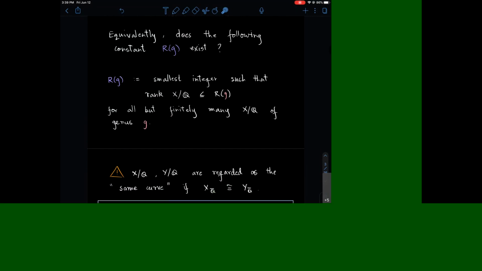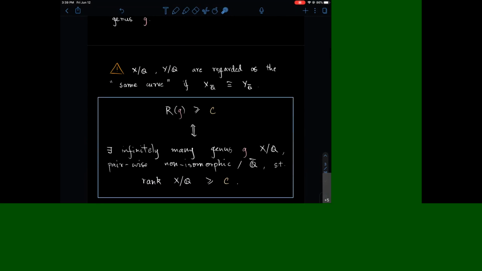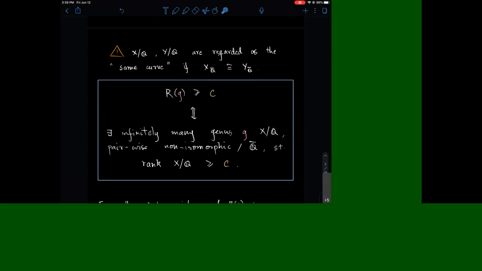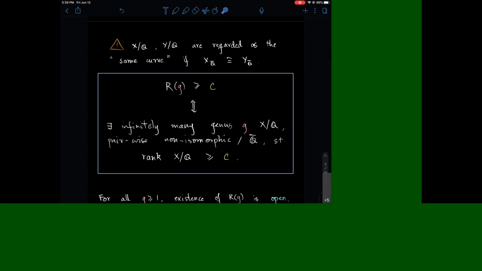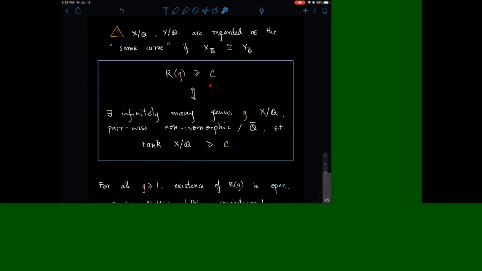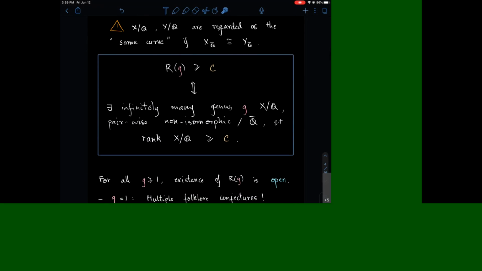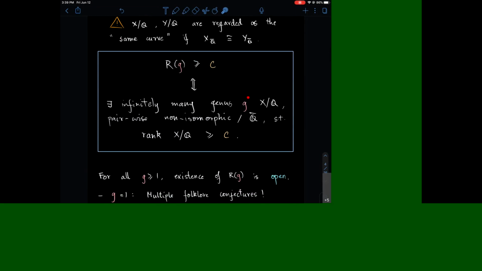And here it's important to clarify that this finitely many means finitely many that are non-isomorphic over Q bar. And so in particular, whenever you see henceforth the phrase R of G at least C, you should take that as equivalent to saying that there are infinitely many genus G curves over Q, which are pairwise non-isomorphic over Q bar and have rank at least C.